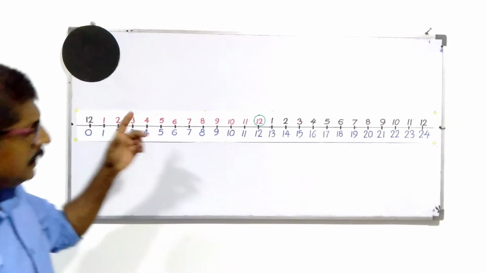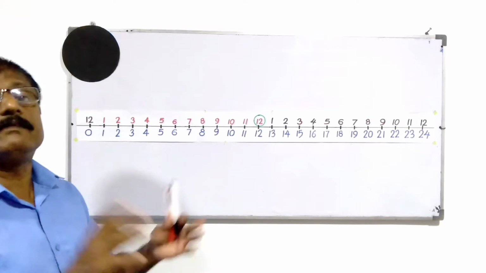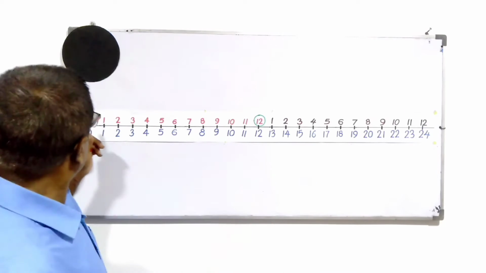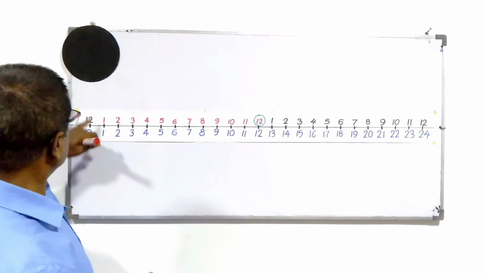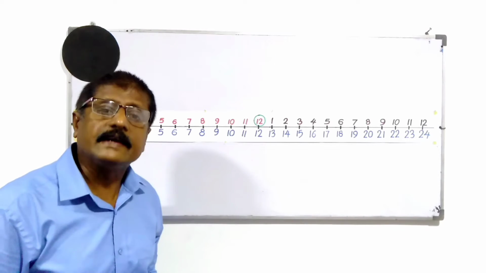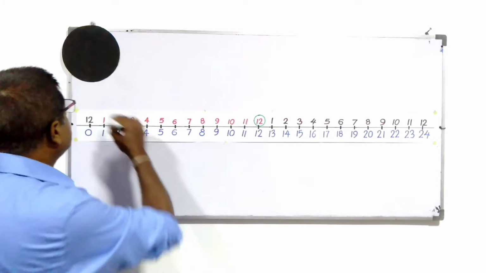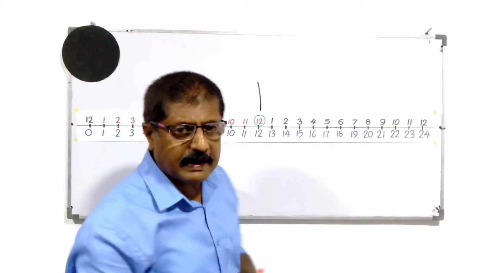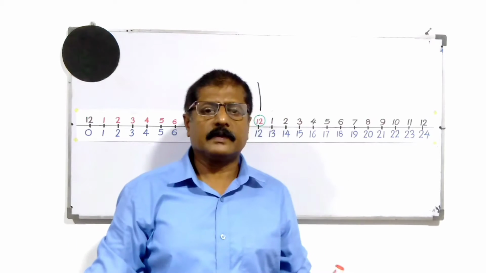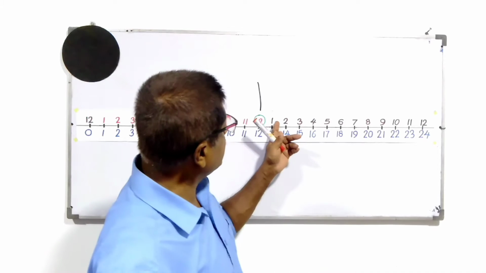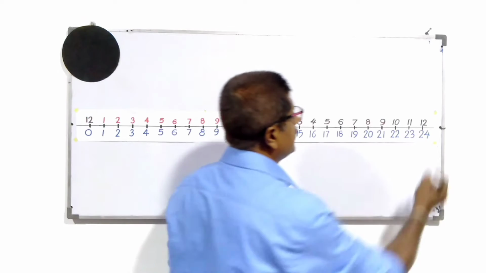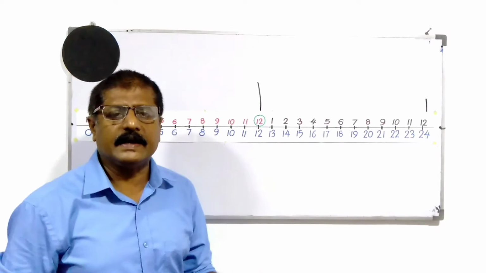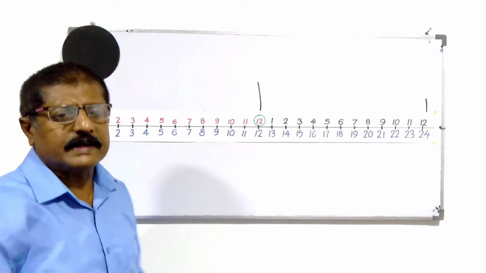Now, when we use the 12-hour format, our common usual format, the day begins at 12 midnight, 12 in the night, and then 1, 2, 3, 4, 5, 6, 7, 8, 9, 10, and you get another 12 at noon, daytime. And after that again 1, 2, 3, 4, 5, 6, 7, 8, 9, 10, 11, 12. That is again midnight. Like this it rotates.